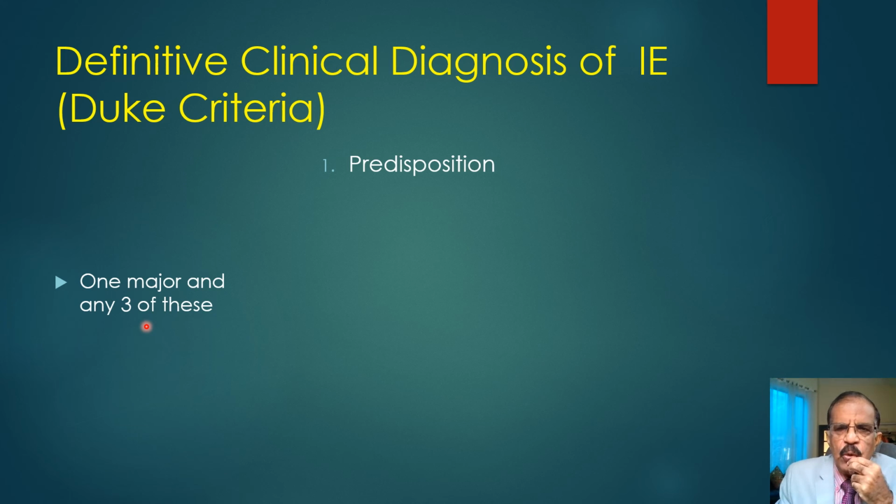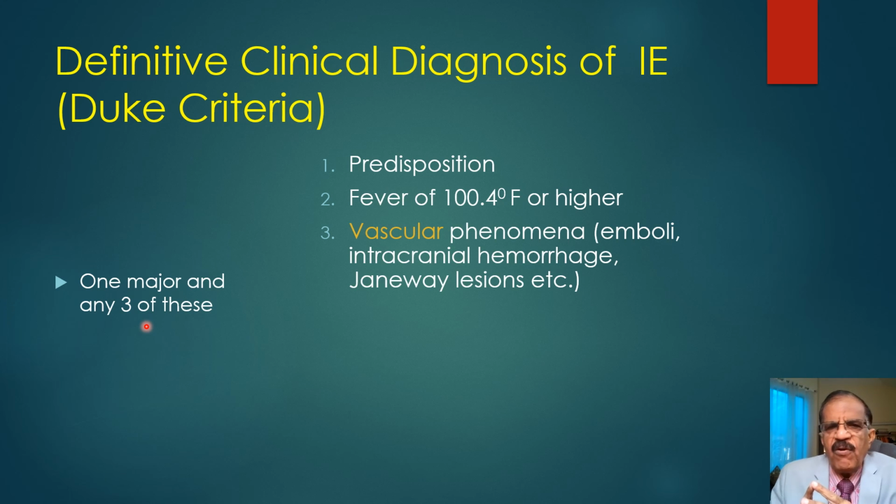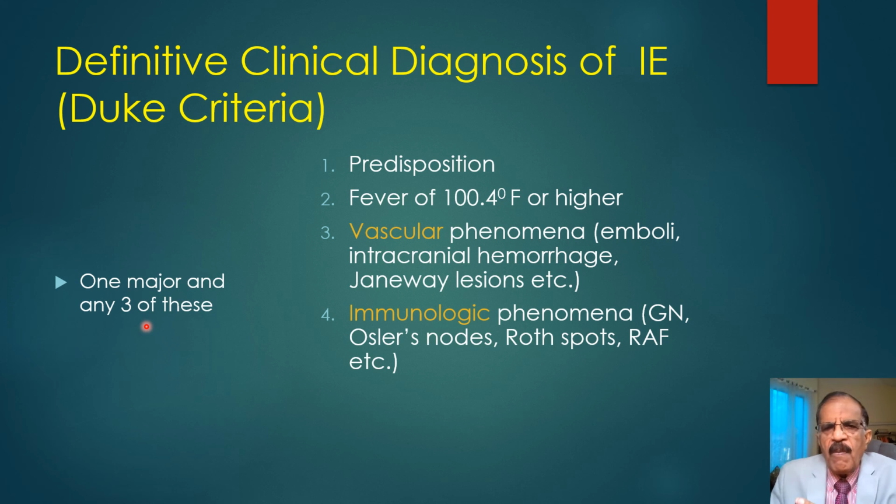Predisposition. That means you know that this patient has a murmur, or this patient is a drug user, or this patient has got an indwelling catheter. That is predisposition. Then fever, which is 100.4 or higher. Then some vascular phenomenon, which is actually known to be associated with endocarditis: emboli, intracranial hemorrhages, Janeway lesions. And then immunological phenomenon like glomerulonephritis, Osler nodes, Roth spots. Roth spots are some spots which are seen on the retina. Positive rheumatoid factors, so they would all indicate immunological phenomena, so that could also contribute to the diagnosis.